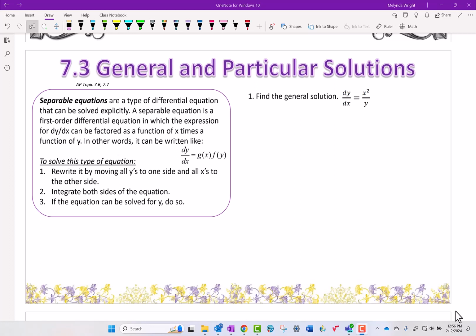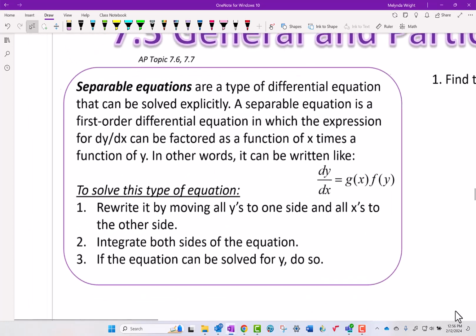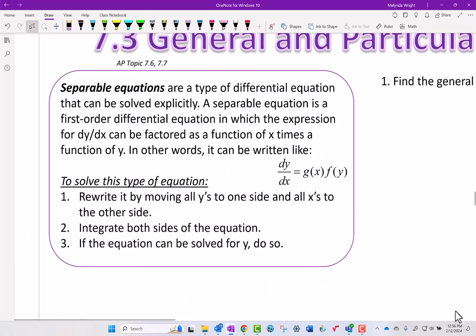All right, so let's take a look at today's lesson. Today we're going to look at both general and particular solutions to differential equations. Okay, we're going to look at both of those. First, let's get through some vocabulary words and some concepts, and then we'll practice.